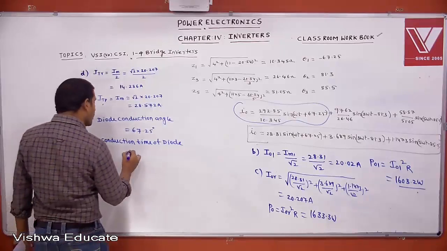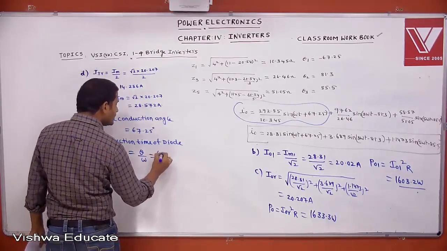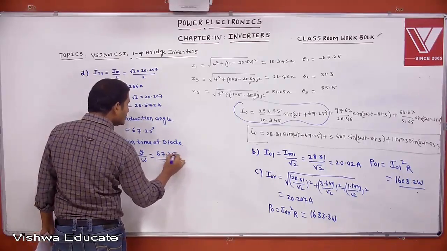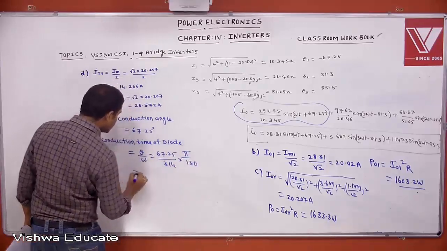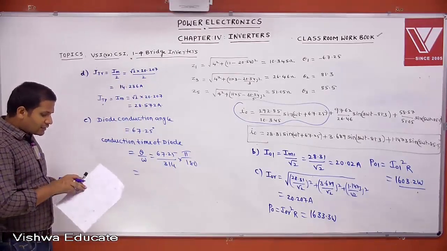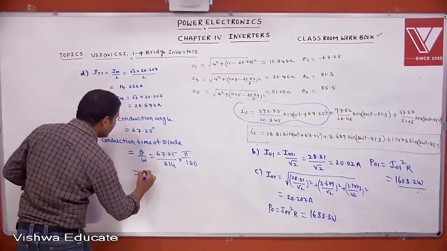Conduction time of diode equals theta by omega. That is 67.25 by omega, 314. But it is given in degrees, so you multiply with pi by 180. Then how much do you get? The conduction time of the diode is 3.738 milliseconds.